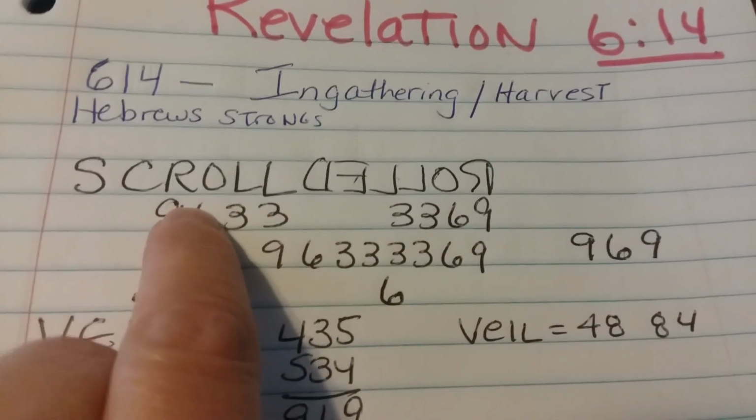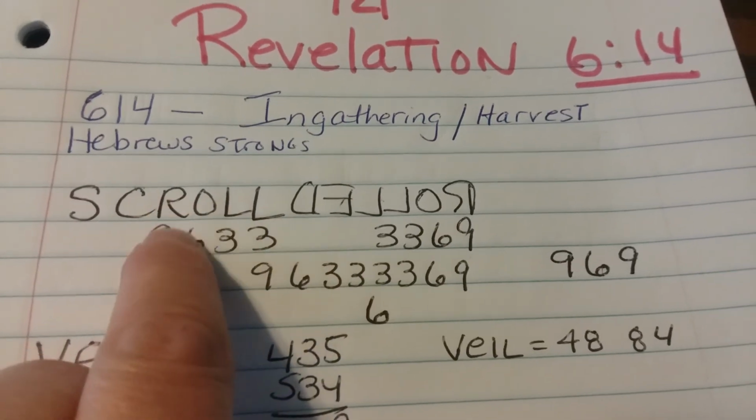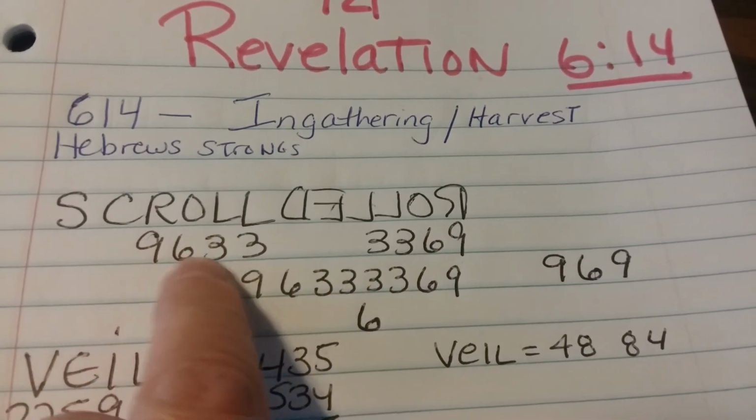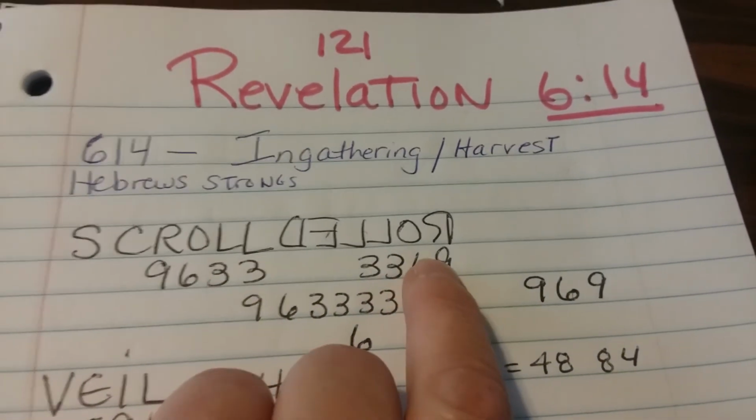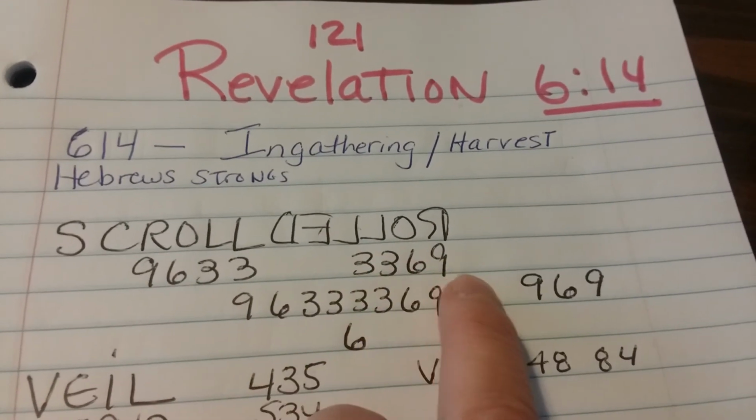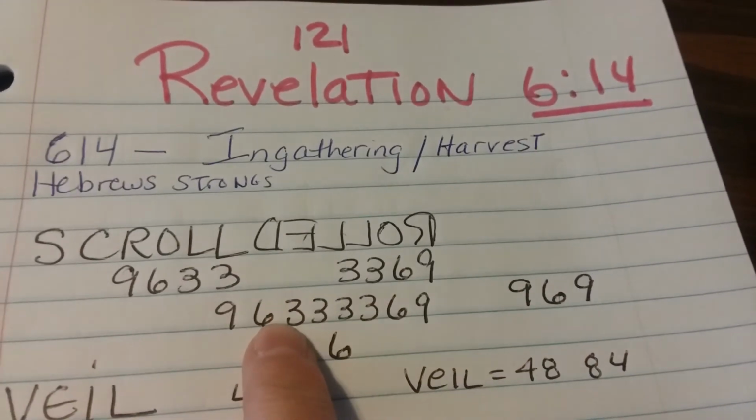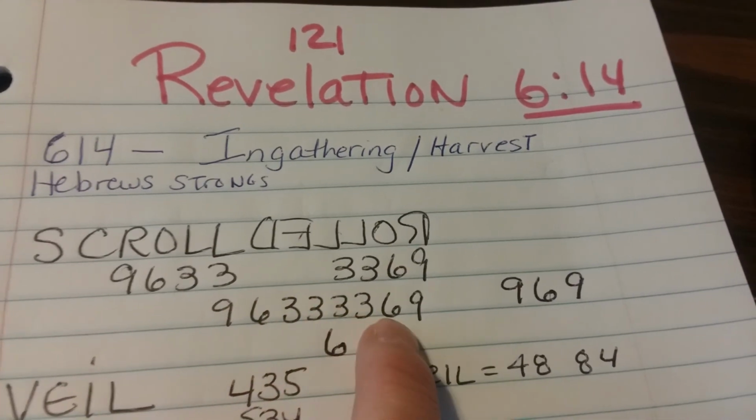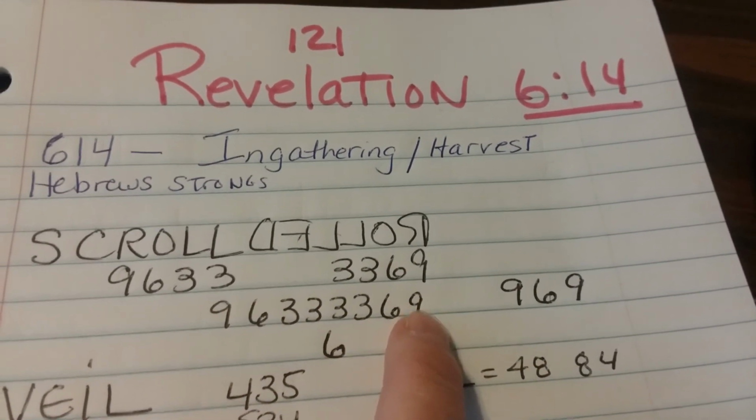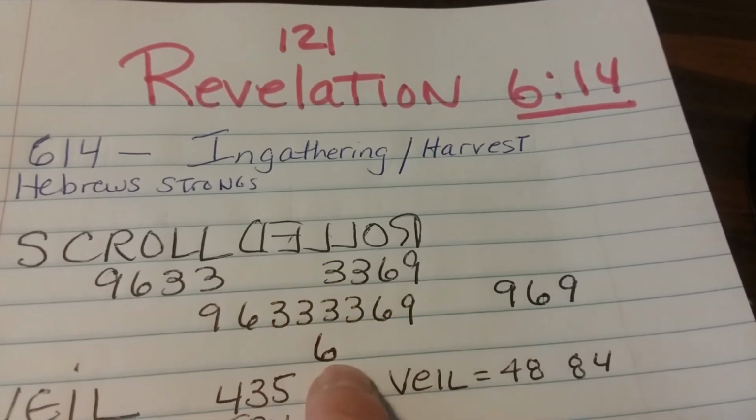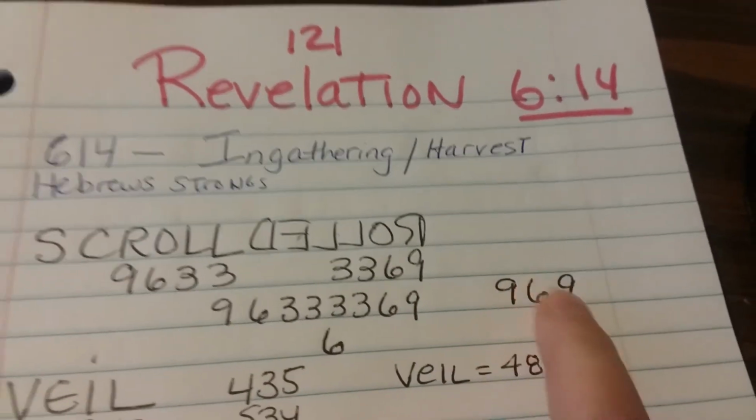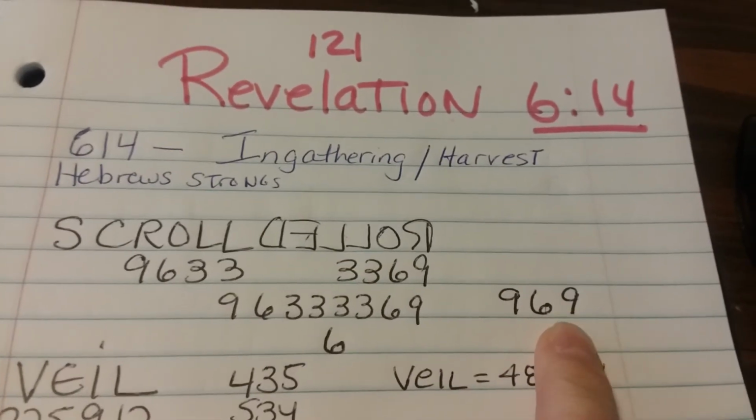And if you shrink each letter down to its smallest value, like R is 18, 1 plus 8 is 9, you're going to get 9, 6, 3, 3. And going backwards would be 3, 3, 6, 9. And if you put the two together, 9, 6, 3, 3, 3, 3, 6, 9, all the numbers in the middle add up to 24, and 2 plus 4 is 6, which makes the 969. And we can see how that has to do with the veil.